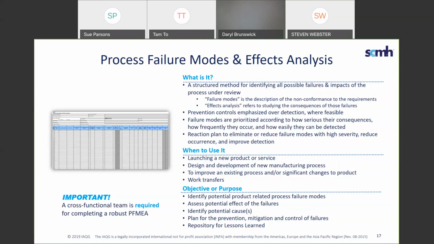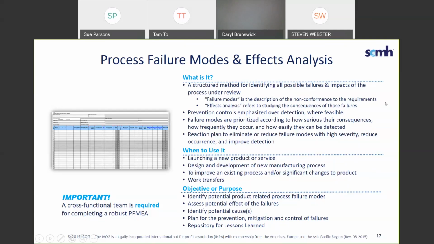Failure modes are prioritized according to how serious their consequences are, how frequently they occur, and how easily they are to detect. A reaction plan is then constructed to eliminate or reduce failure modes with high severity, reduce occurrence, or improve detection. So that's what a PFMEA is.